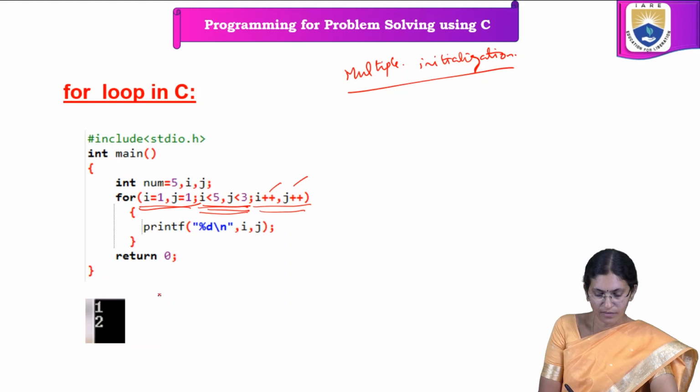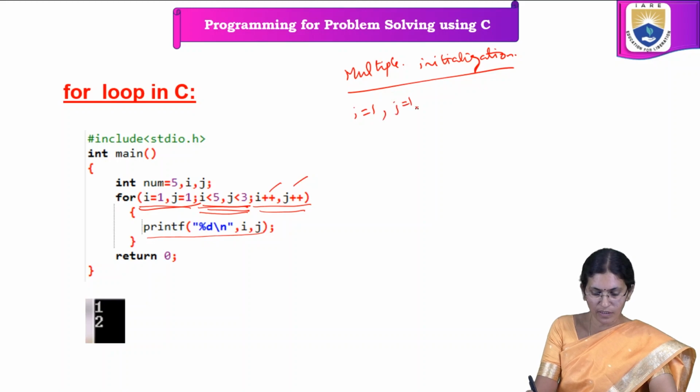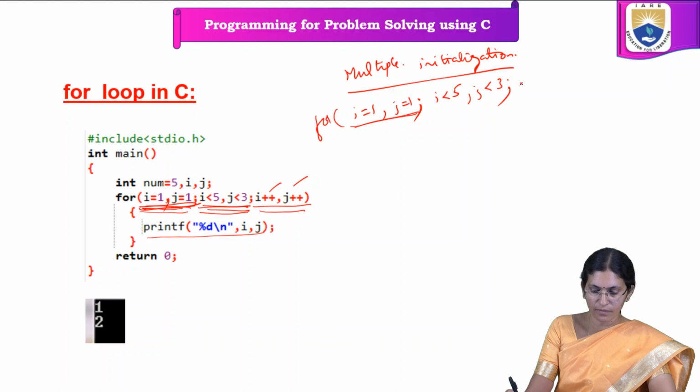Here we have initialized two variables, I is equal to 1 and j is equal to 1. When you need to initialize multiple variables in the same for loop, you need to separate them by a comma. That's why we have used a comma here. After this, the initialization should be followed by a semicolon. Then we are checking the condition I less than 5, j less than 3. Then a semicolon, and after that I plus plus, j plus plus.